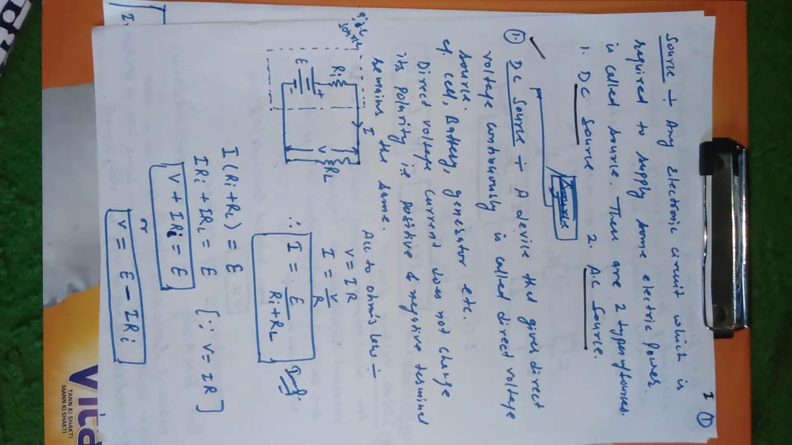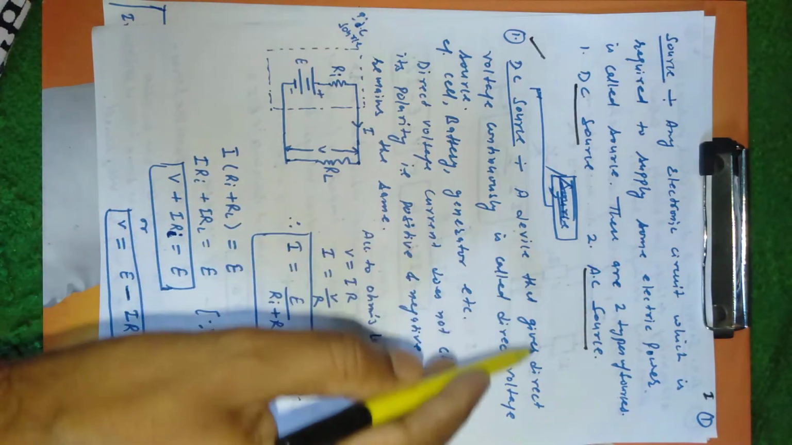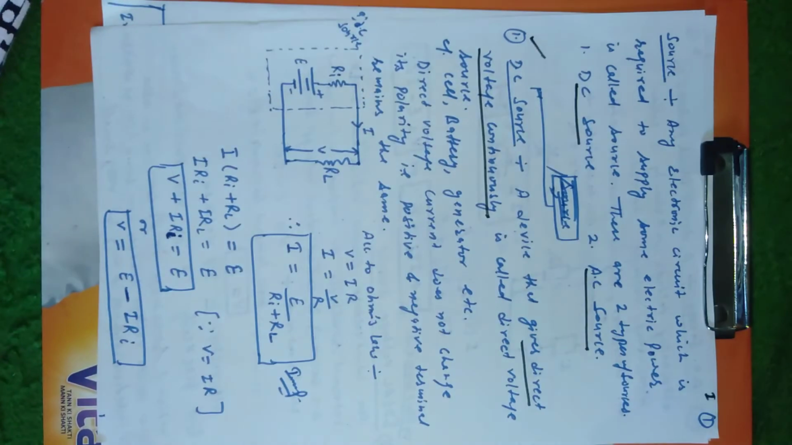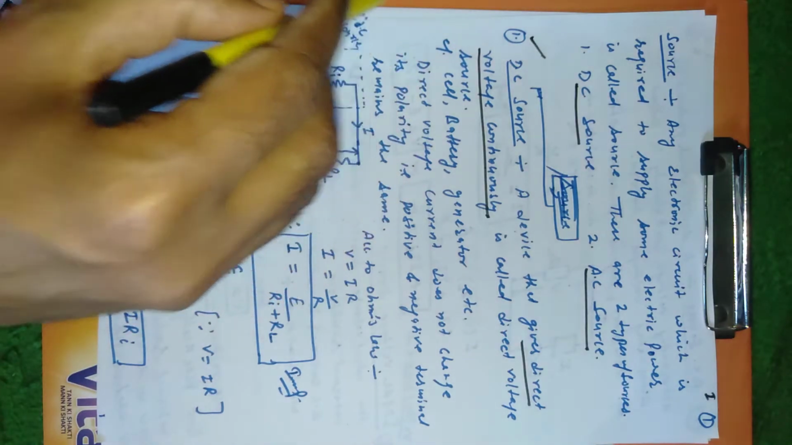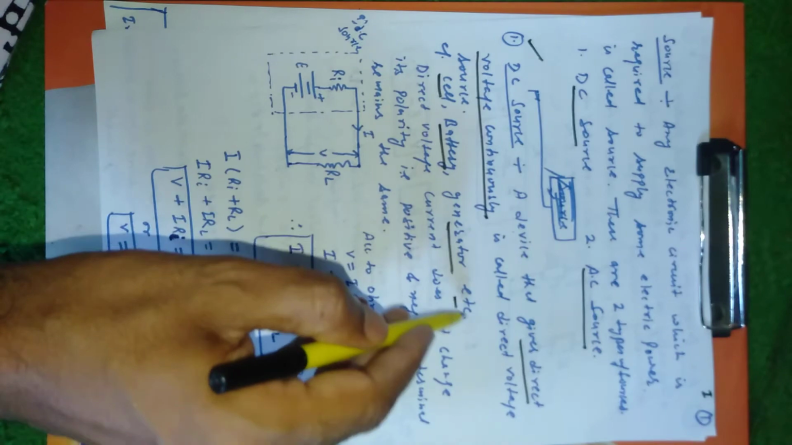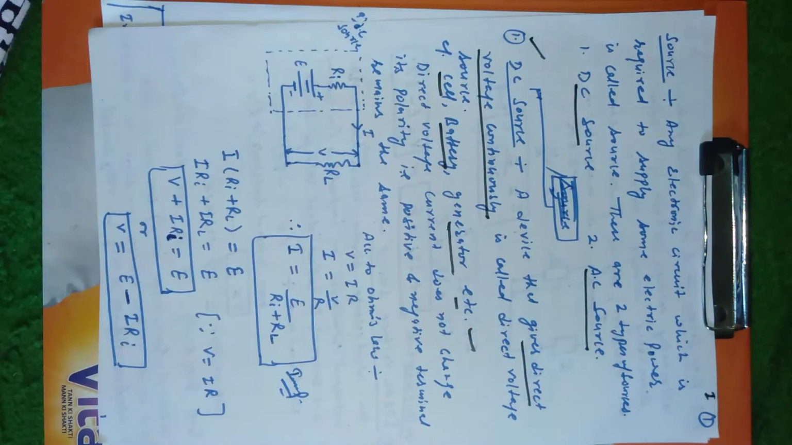DC stands for direct current. A source that gives direct voltage continuously is called as the DC source. Different examples of DC source are the cell, batteries, generators, etc. These are the different examples of the DC sources.